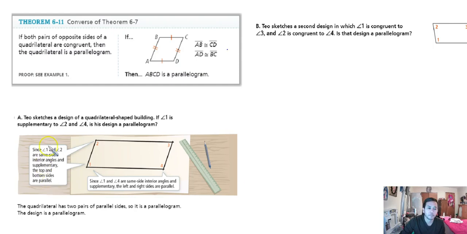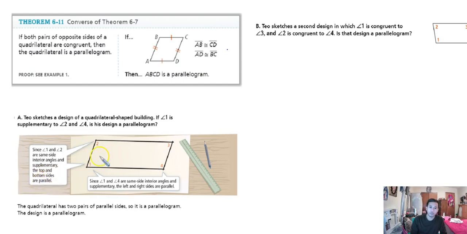Part A. Teo sketches a design of a parallelogram-shaped building. If angle 1 is supplementary to angle 2 and angle 4, is his design a parallelogram? To answer that question, angle 1 is supplementary to angle 2 and angle 1 is also supplementary to angle 4. Since angle 1 and angle 2 are same side interior angles and supplementary, the top and the bottom sides are parallel.